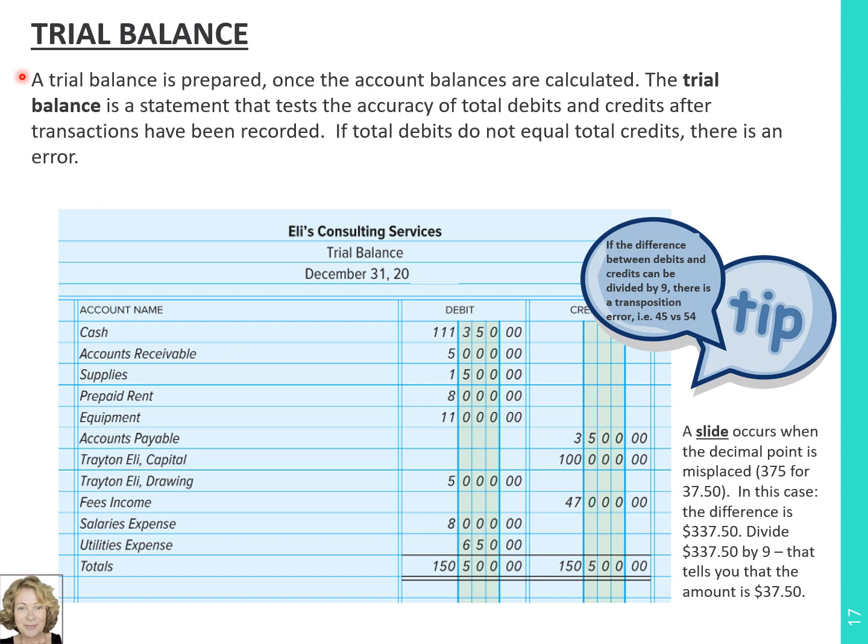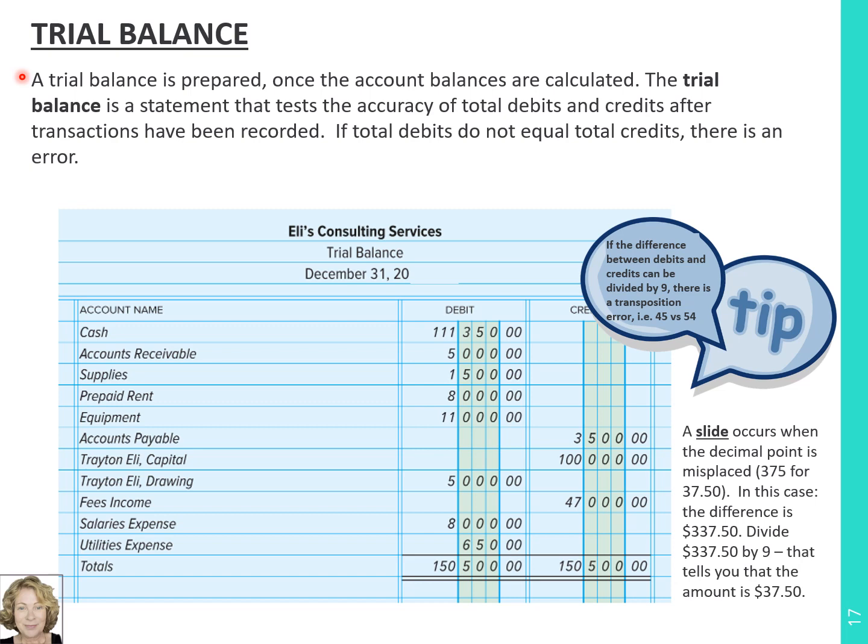So here are a few tips for finding what transactions you might have recorded incorrectly. If the difference between debits and credits can be divided by 9, there's a transposition error. Like for instance, 45 versus 54. So if the difference between your debits and your credits is divisible by 9, that means that you've transposed something, meaning for instance, you entered $3,500 on the debit side and $5,300 on the credit side. The difference between $5,300 and $3,500 is $1,800, which is divisible by 9, and that would therefore be a transposition error.